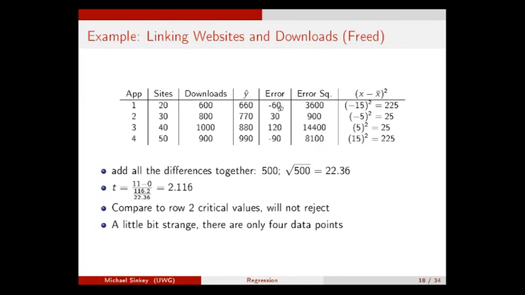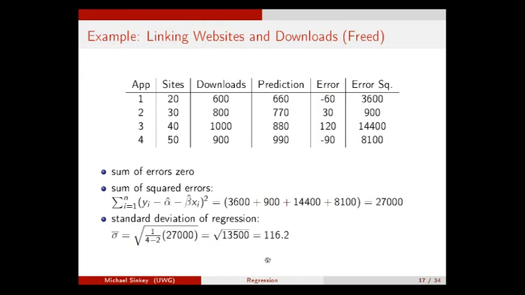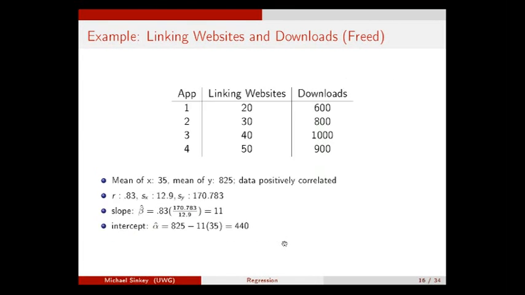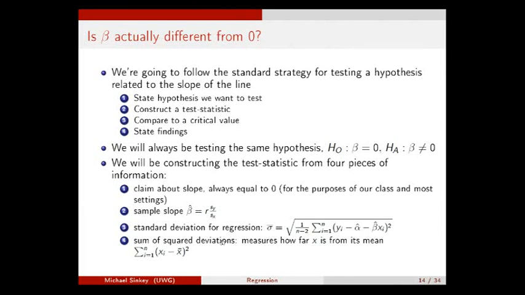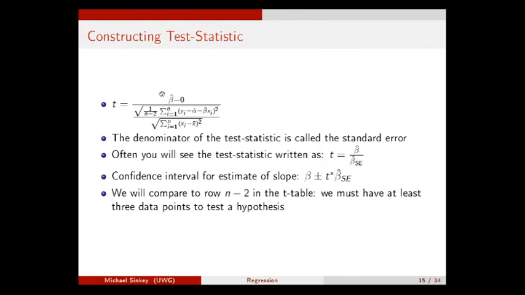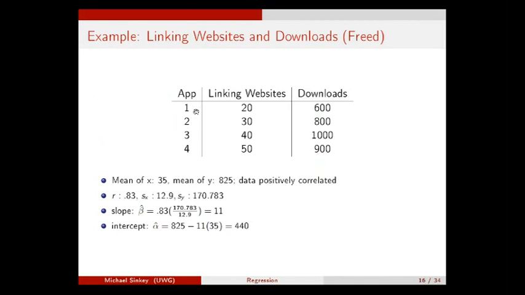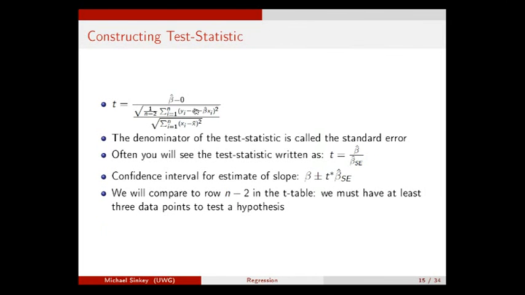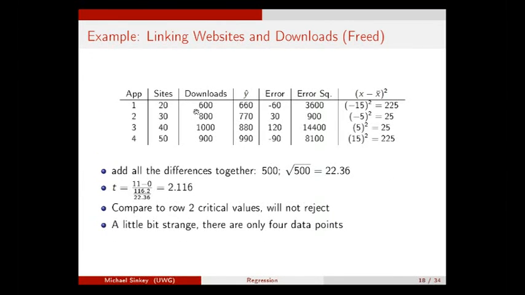Okay, so I've calculated the squared errors. I have this 116.2 as my standard deviation of the regression. If we go back, that's my step 3. So if I'm testing a hypothesis, I have a test statistic. Well, I have my sample slope, which is 11. Standard deviation of the regression is 116.2. 0 is the claim. I'm claiming there's no relationship between x and y. And now I need something to measure how far apart the data are from the mean of x. How do I do that?